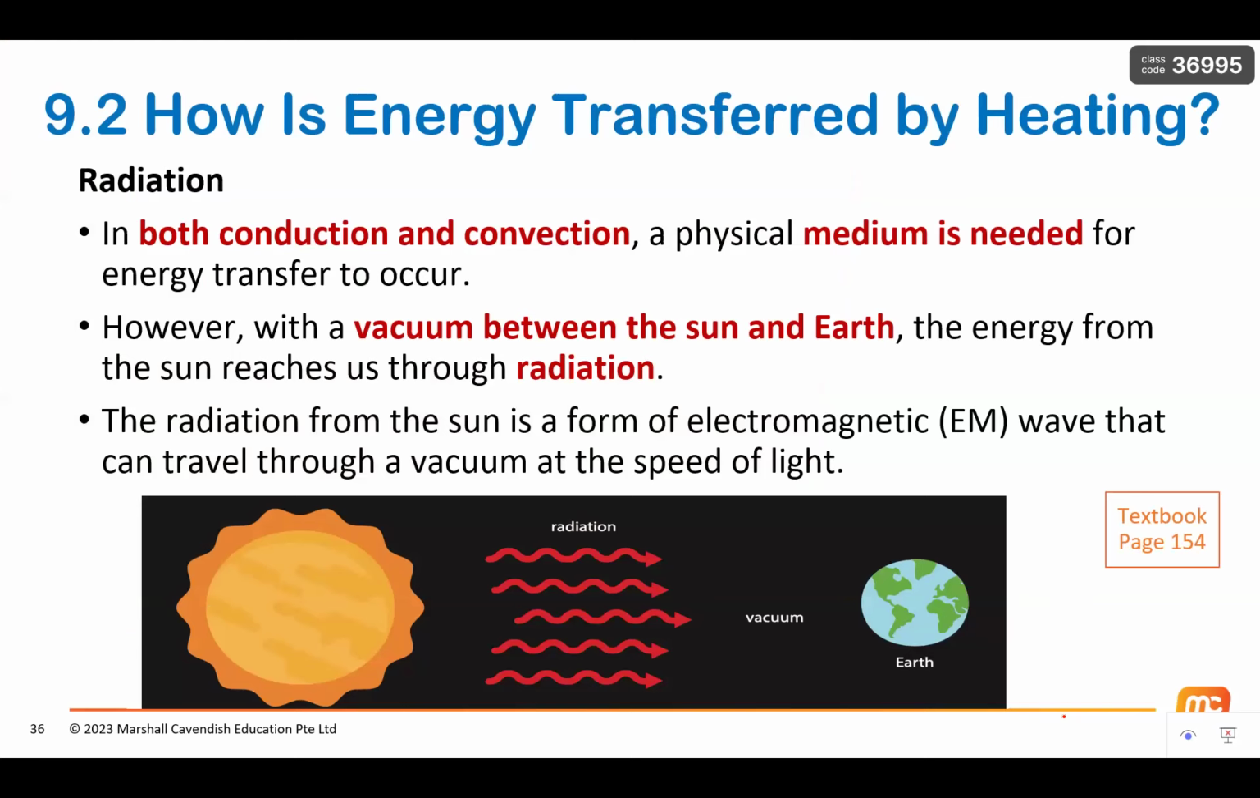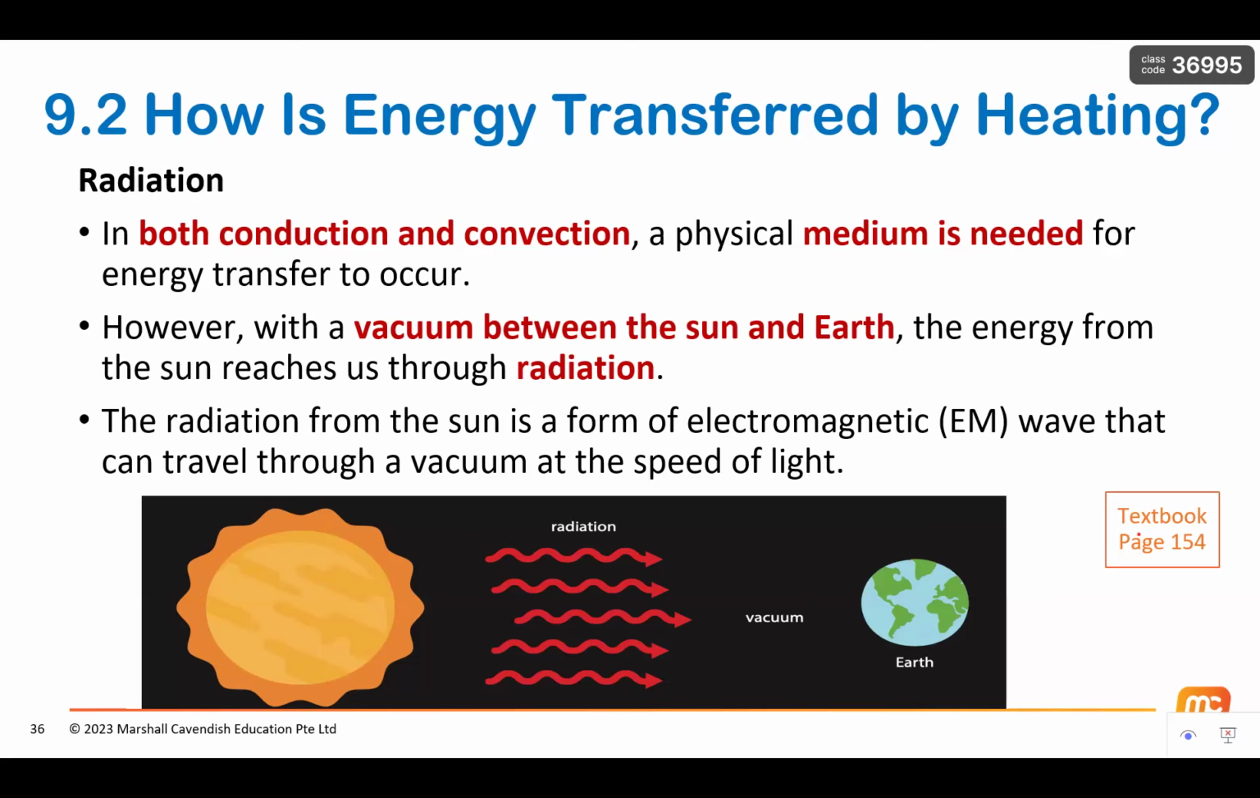But there are certain scenarios whereby you do not need any medium, you do not need any solid, liquid, or gas in order for energy to be transferred. One very good example is how energy from the sun reaches us on the earth. We know that there is a vacuum in outer space. You can see this diagram, sun to the earth, in between is outer space, which is a vacuum. There's no solid, no liquid, no air in outer space. But the energy from the sun can still reach the earth. The sun is very hot. It will still be able to reach the earth by a process called radiation.